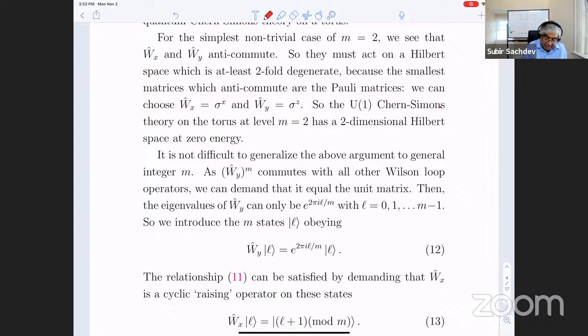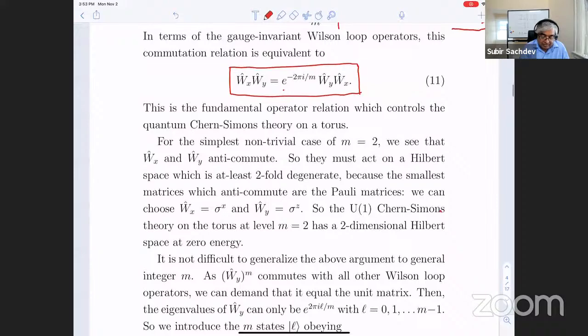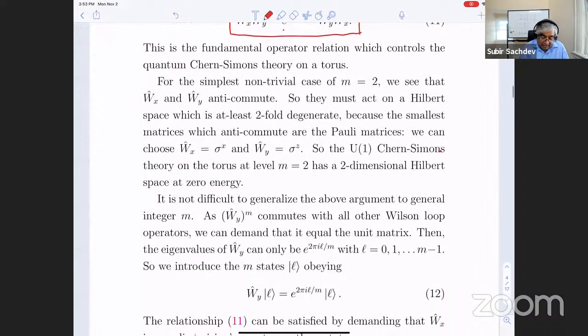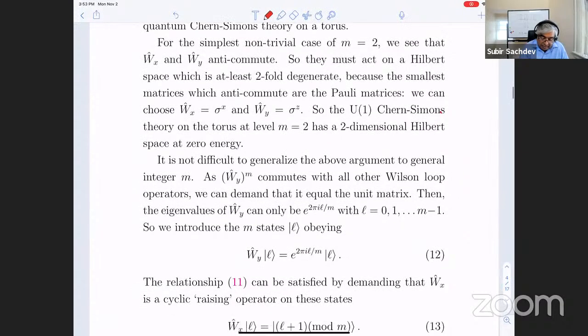And here are the explicit matrices. So you take the mth power of Wy. The mth power of Wy will commute with Wx, just from this relation. If you take m powers, you can see that that works out. And it will also commute with any power of Wy, of course. And so it commutes with everything. Something that commutes with everything must just be the unit matrix. So this tells us that the mth power of Wy is just the unit matrix.